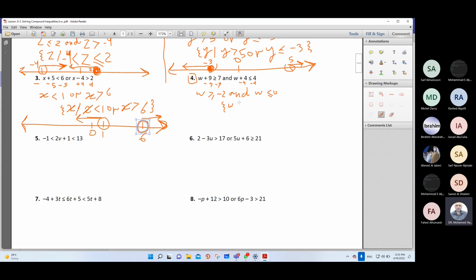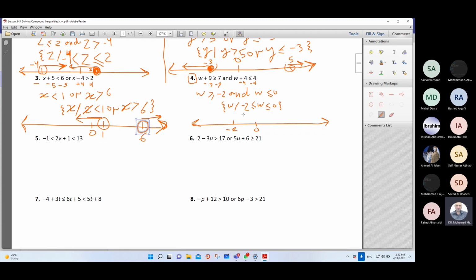we have the variable W such that W is between two values, W between 0 and negative 2: W greater than or equal to negative 2, and W less than or equal to 0. Then the graph represents here in the middle 0, and here we have negative 2.